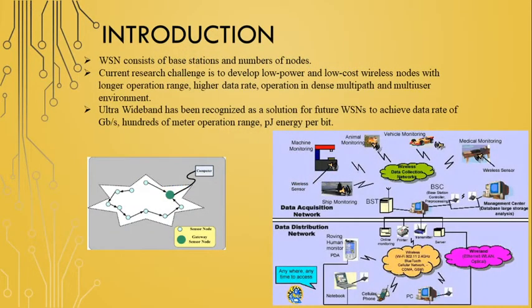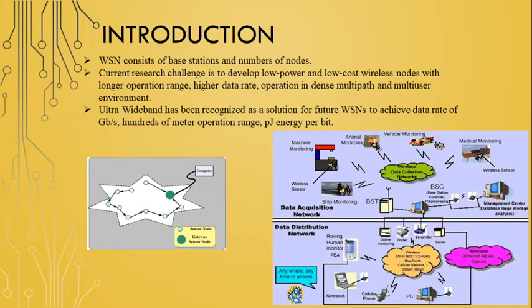So a wireless sensor network consists of a number of sensor nodes, each connected to the others. Each sensor node consists of many smaller circuits. Wireless sensor networks today have many applications such as data acquisition networks and data distribution networks. We have wireless sensor networks for vehicle monitoring systems, animal monitoring, ship monitoring, and management in computer networks. Medical monitoring is also useful, and data distribution is also among these applications.